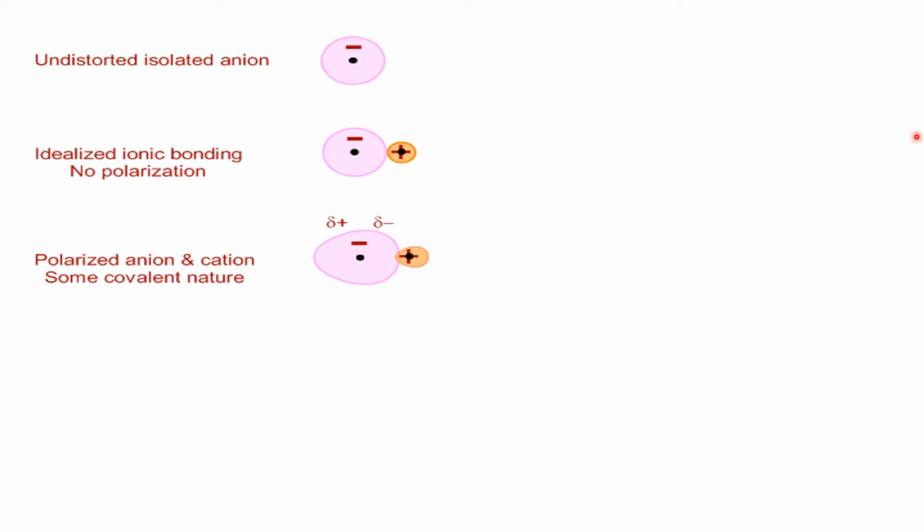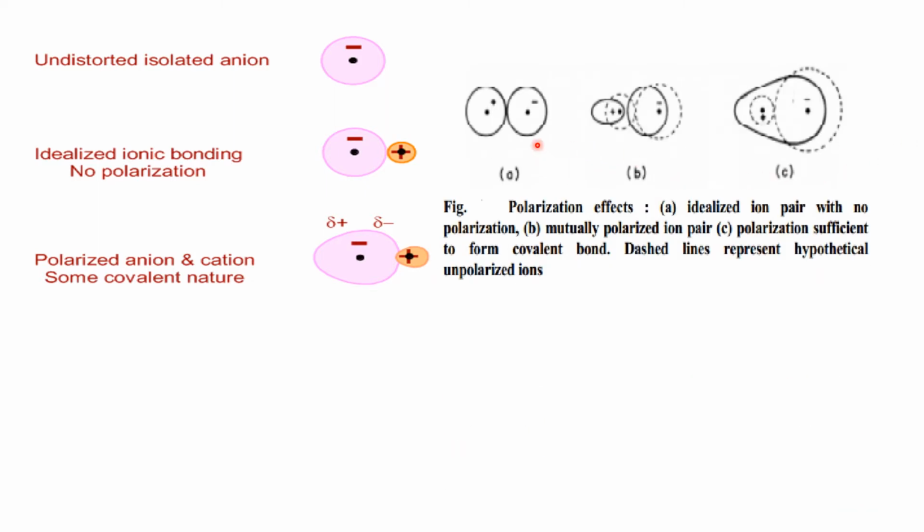You got it? See here. Two cases here. In the case of A, we are imagining ideal pairs, positively and negatively charged ions. Uniformly, their charges are distributed.